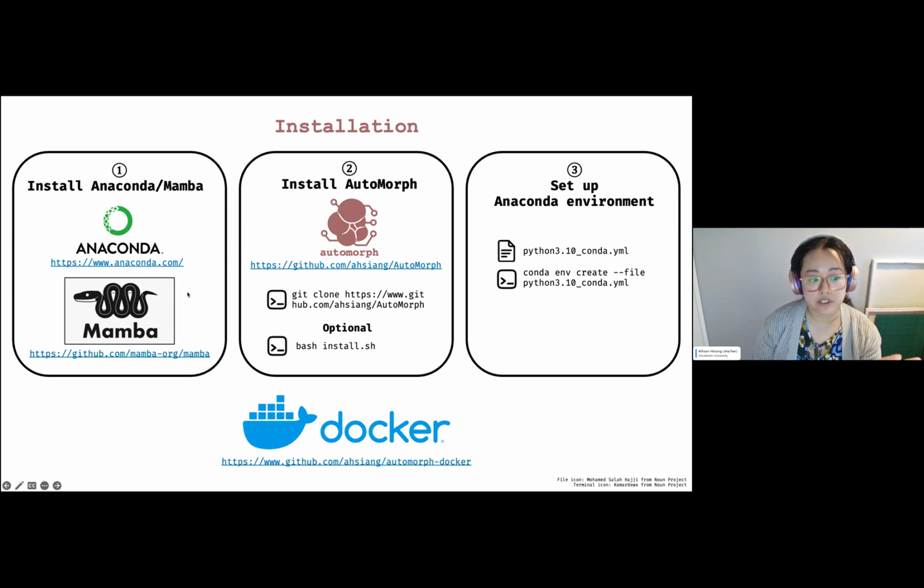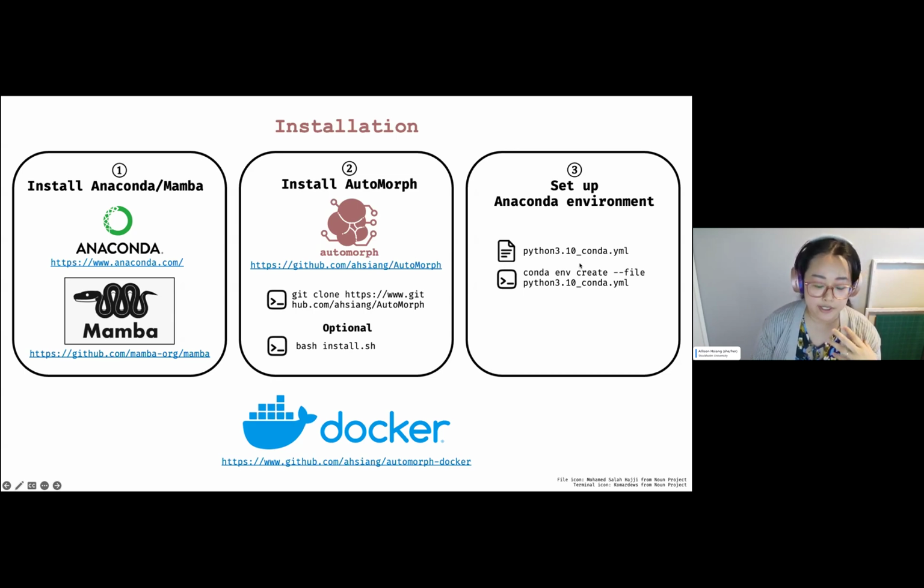Once you've installed Anaconda or Mamba, you can install AutoMorph by going to GitHub and downloading AutoMorph. If you're on Mac or Linux, you can also run this optional install script. This basically just creates symbolic links so that you can run AutoMorph from anywhere on your computer. And then once you've done that, you can set up your Conda environment. So when you download AutoMorph, there is a folder in there called env that has this YAML file in it.